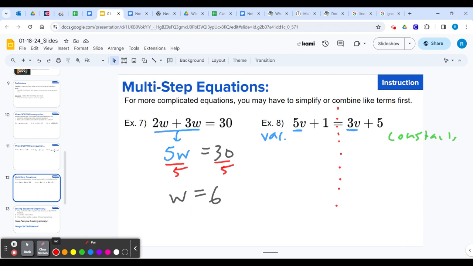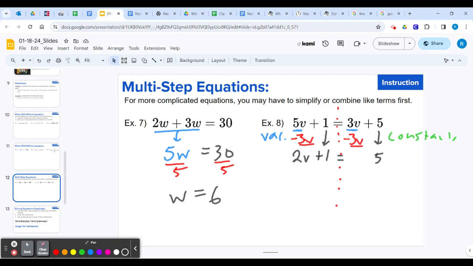So I'm going to move my 3v over to the left by subtracting it from the left. I have a positive 3v minus 3v. And I got to do that on both sides of my equation. So 5v minus 3v equals 2v. The 1 just comes straight down, equals 3v minus 3v is 0. That 5 just comes straight down.